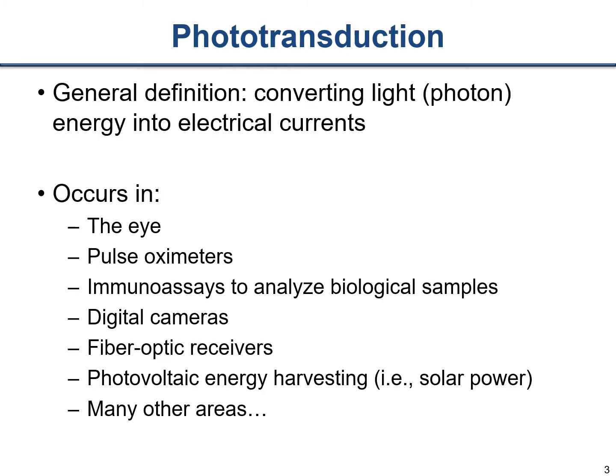So what do we mean when we say phototransduction? Well, the general definition of phototransduction is the process of converting light, which exists in the form of photons, into electrical current that we can measure with some electronic circuit. Now, obviously, this happens in things like digital cameras, fiber optic receivers, photovoltaic energy harvesting sources, and so on. It also happens in the eye, although technically it's not going into an electrical current, it's going into an ionic current, but I think you get the idea.